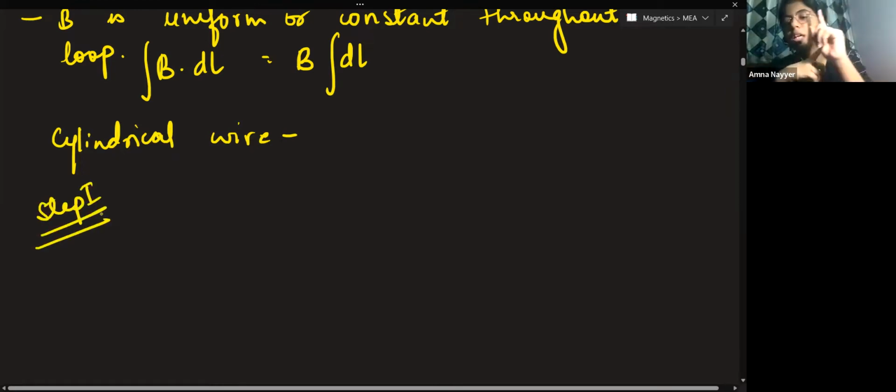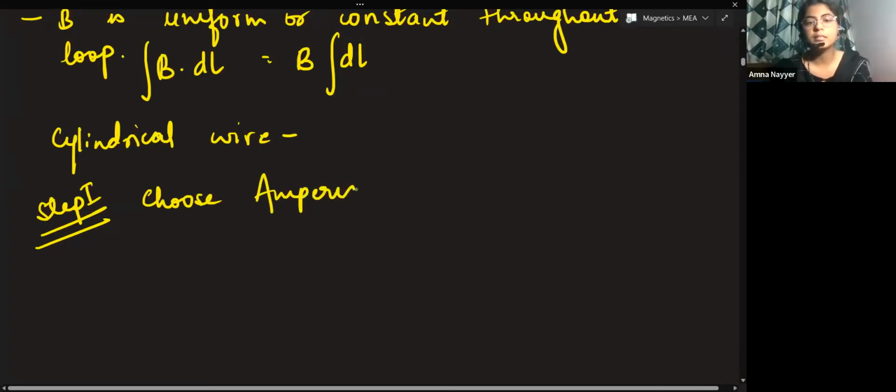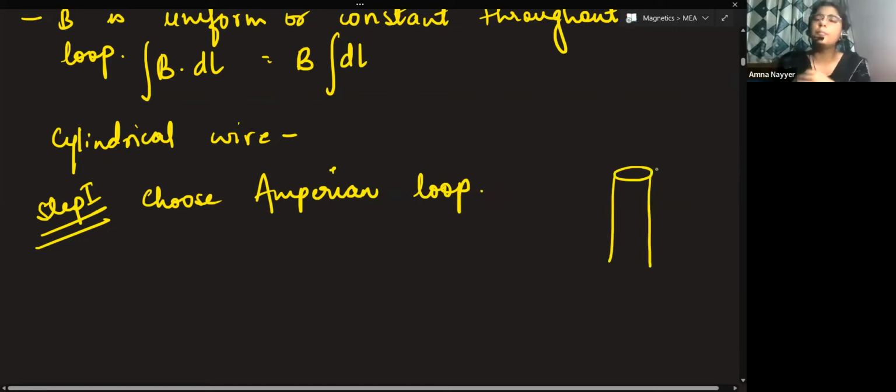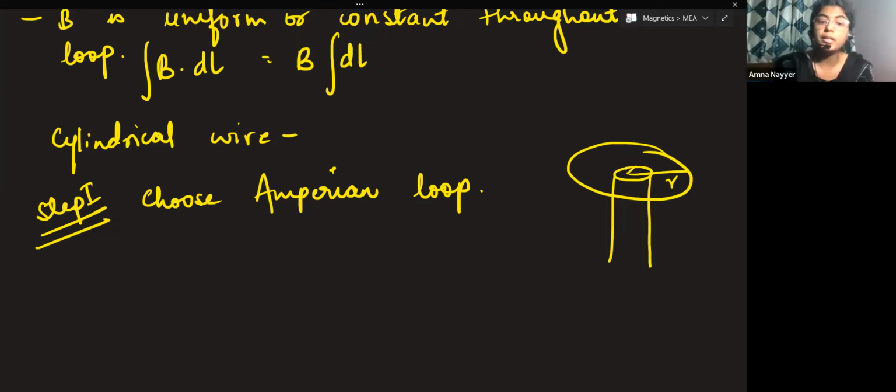basically says choose the right Amperian loop. So the first step is to choose the Amperian loop. If we are taking a wire, let's say this is the wire that we are considering. The best possible Amperian loop is a circle whose radius, whatever the radius of this cylindrical wire is, I am talking about the radius of the Amperian loop. So first focus on the radius of the Amperian loop. This is the first step.